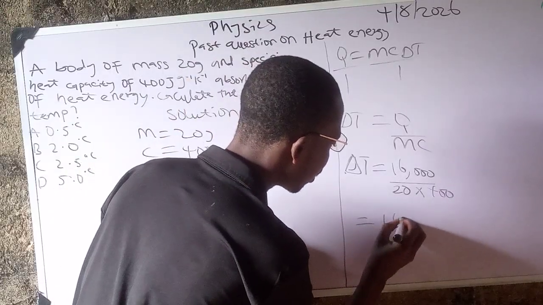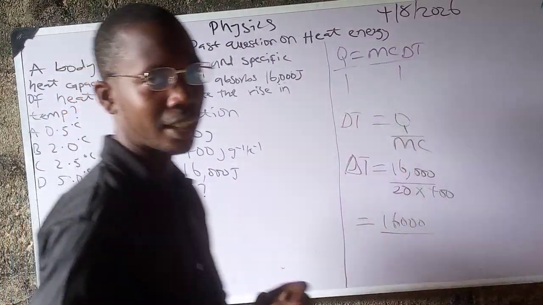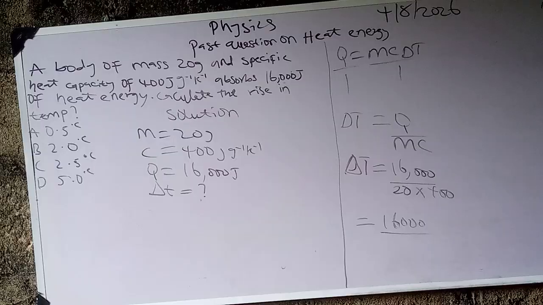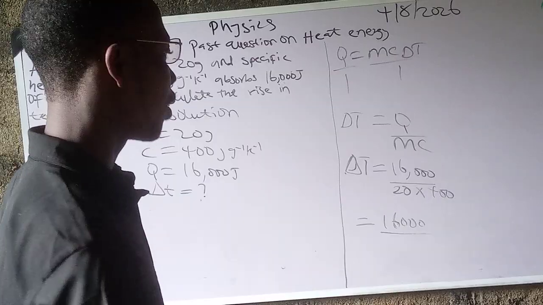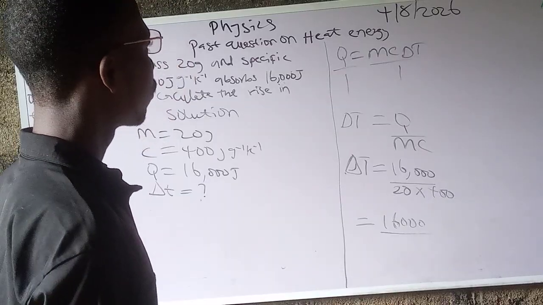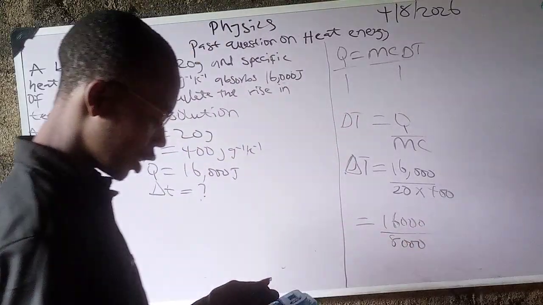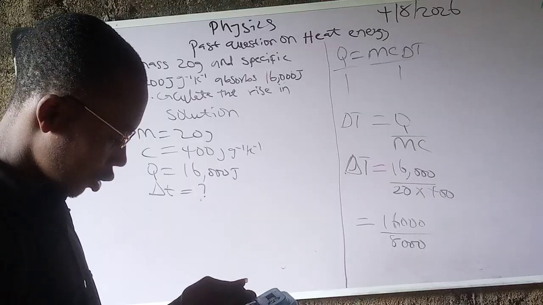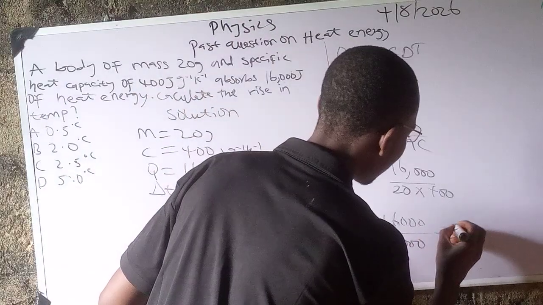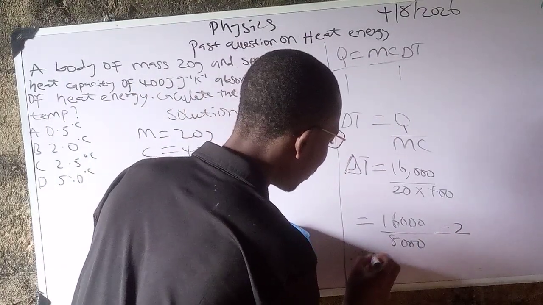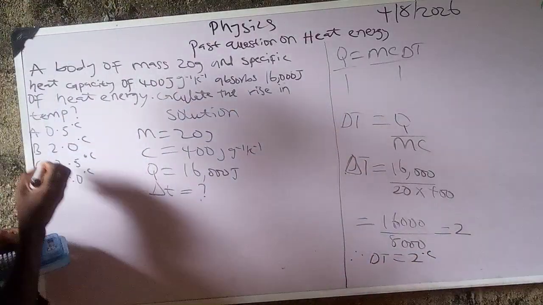So that gives 16,000 over 20 times 400. Let me use my calculator. 20 times 400 will give you 8,000. Then 16,000 divided by 8,000 will give me 2. So my change in T, therefore, will be equals to 2 degrees Celsius, which is option B.